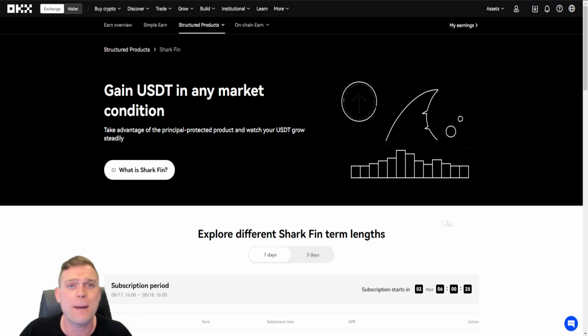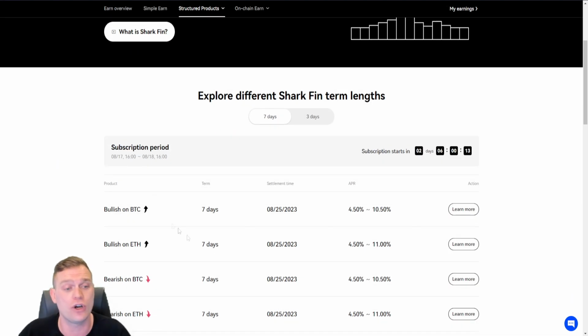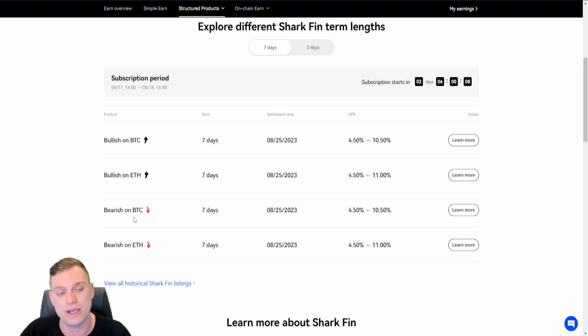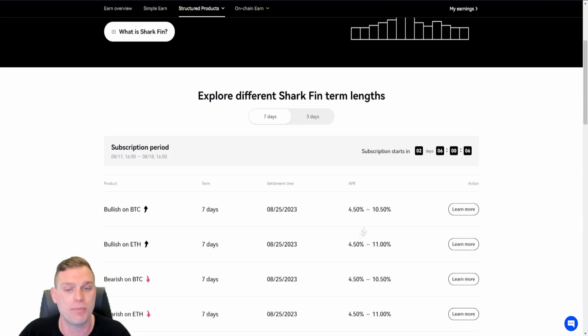To put it simply, basically you are locking up for a period of time the amount of USDT of your choice, your capital, for a certain period of time, either in this case 7 or 3 days, and depending on whether or not you are bullish with the Bitcoin or Ethereum price, or you're bearish with the Bitcoin or Ethereum price, will depend upon the amount of annual percentage return that you receive from OKX.